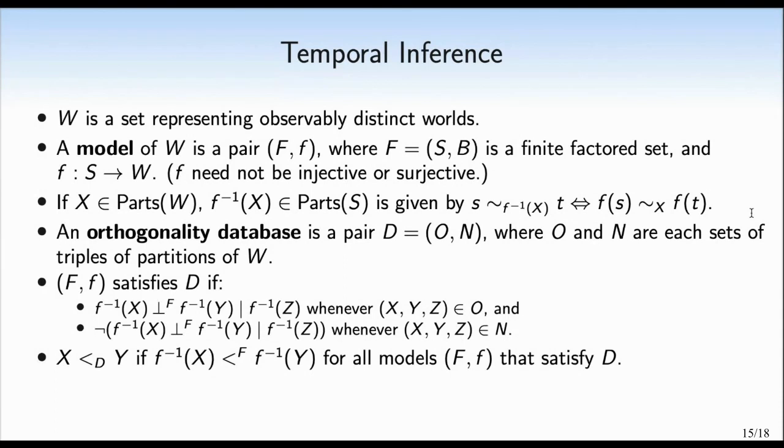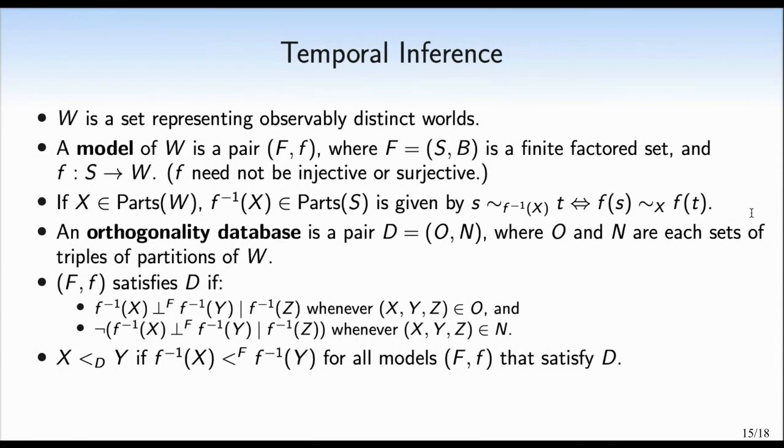And what it means for a model to satisfy a database is whenever I have a rule X, Y, Z in O, that means that f inverse of X had better be orthogonal to f inverse of Y given f inverse of Z. And whenever I have a rule that X, Y, Z is in N, that means that's not true: f inverse of X is not orthogonal to f inverse of Y given f inverse of Z. Right, so we have these orthogonality rules that we want to satisfy, and then we want to consider the space of all models that are consistent with these orthogonality rules.